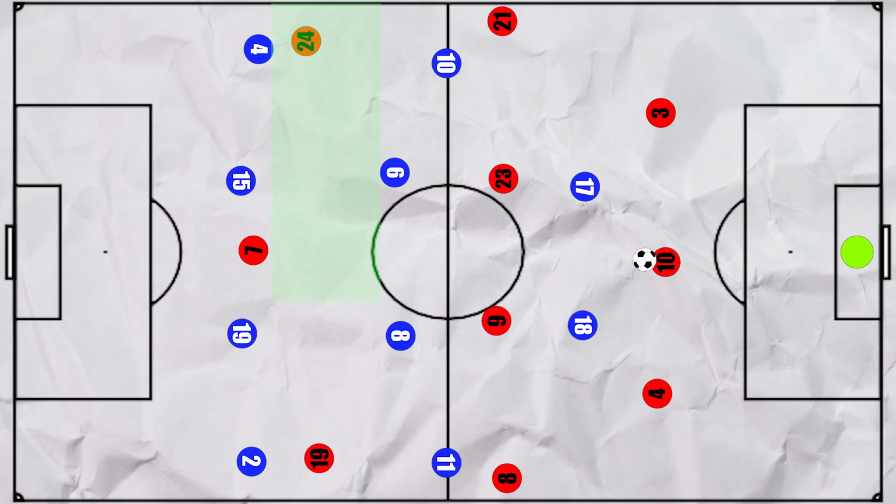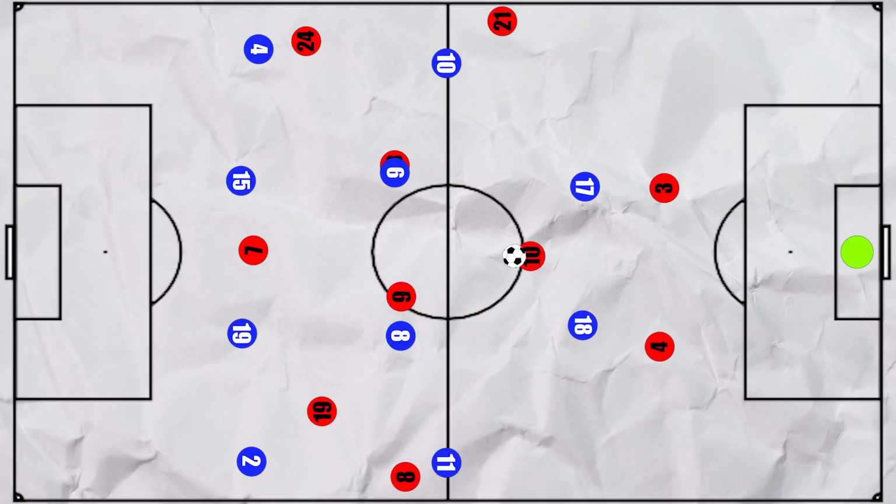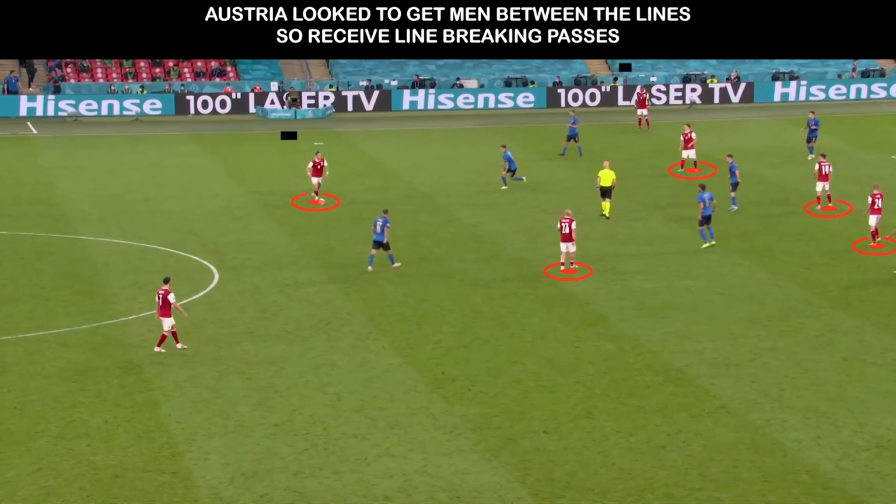And generally, Austria looked to play quite vertically, in the shape of risky line-breaking passes. And to maximize these situations, they would often try to overload the space between the lines, especially when Grillitsch was playing as a pivot, which would allow Sabitzer and Laimer to push higher up and pick the ball up in dangerous situations.